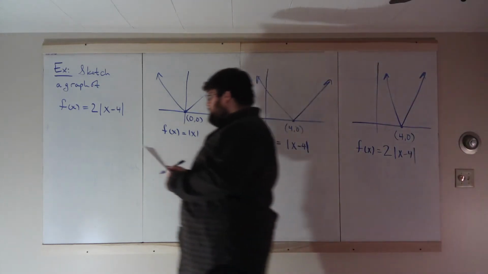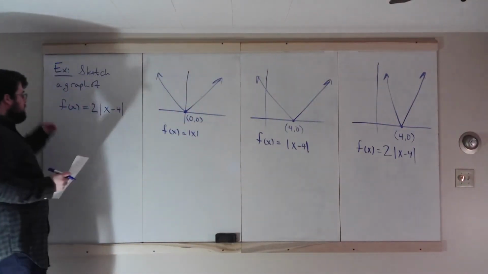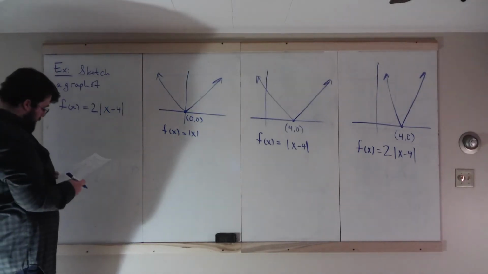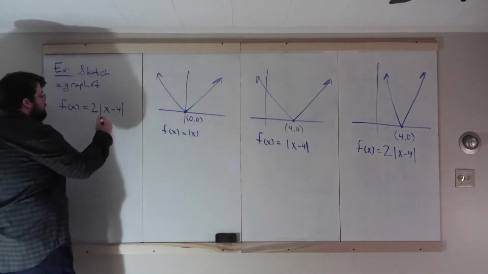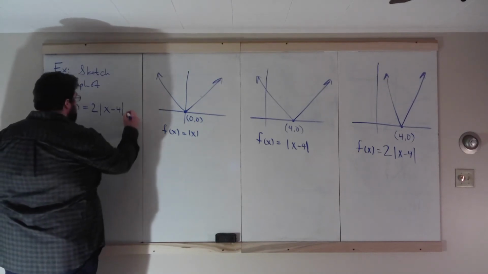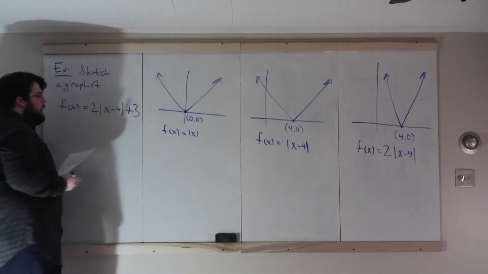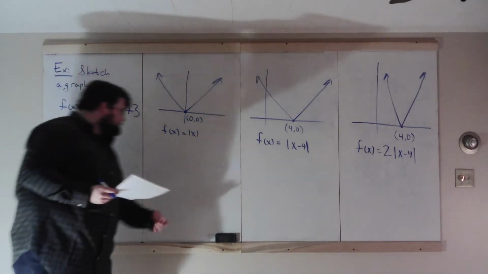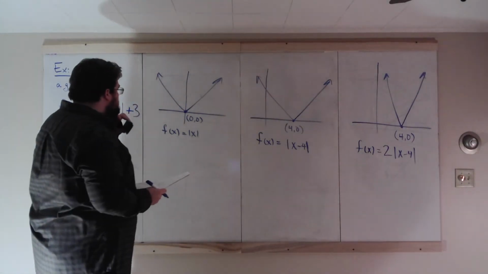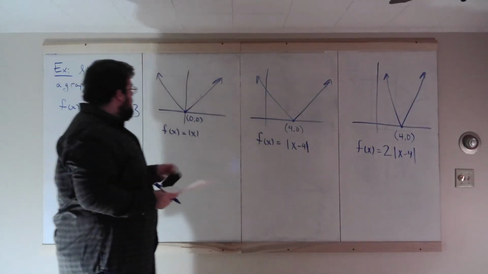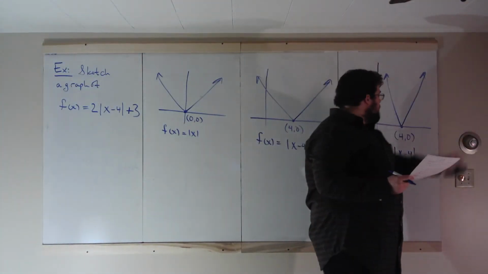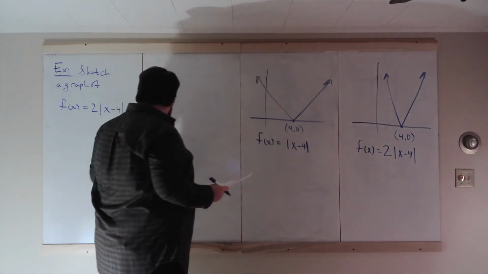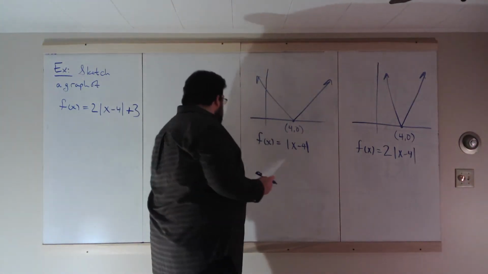Let's do one more thing to this. Let's say instead of asking for 2 absolute value x minus 4, I ask for 2 absolute value x minus 4, let's throw a plus 3 on there. What does that plus 3 do? Well, I don't have another board to write this on, so I would normally draw this right after that, but I don't want to squeeze it there, so I'm just going to put it on this board. Guess I could have put it there. Yeah, I'm going to put it there.